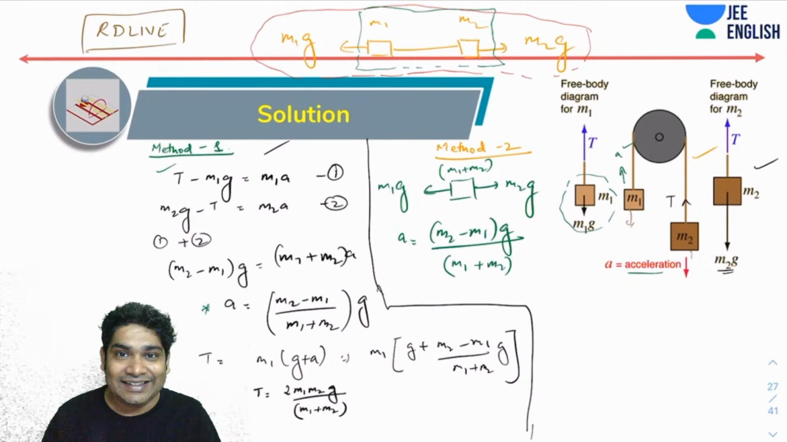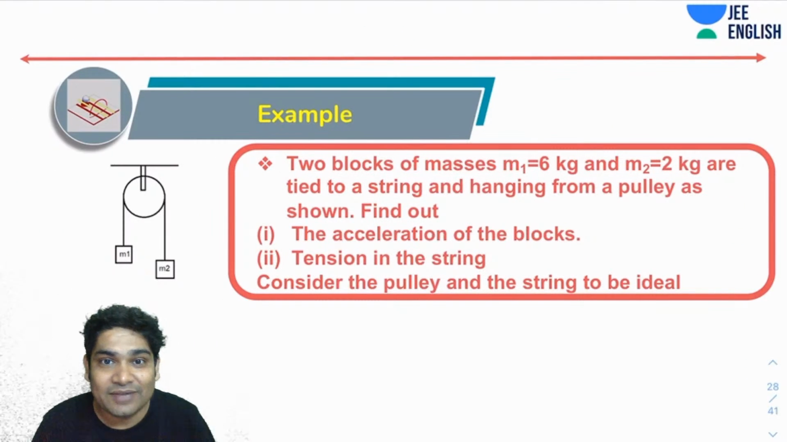Now, why don't you try this in one of the problems? So here you've been told that two blocks of masses M1 equals 6 kg and M2 equals 2 kg.